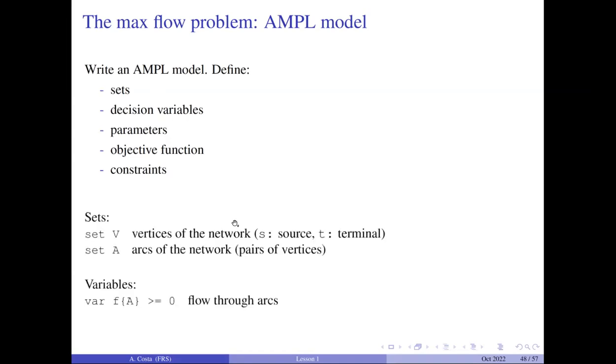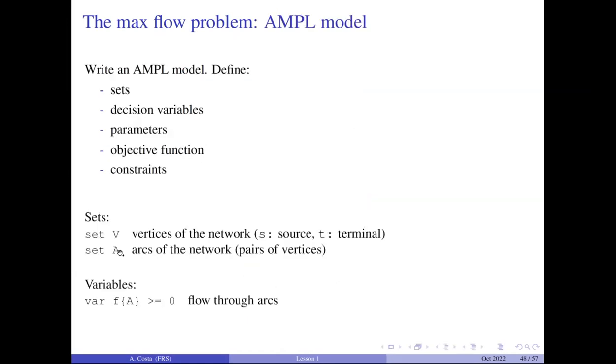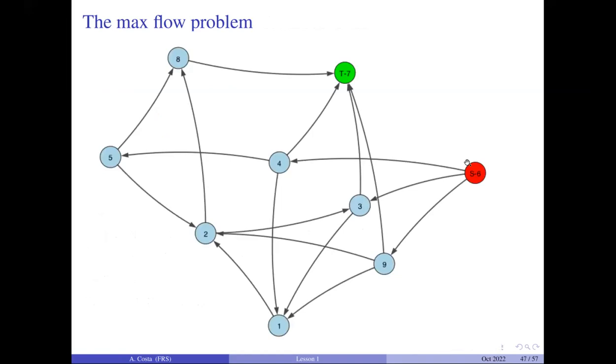So what are the sets that we have here? Let's say we have a set V that is a set of vertices. That means these circles. And then we have a set A that is the set of arcs. And an arc can be identified by a pair of vertices. So an arc ij is the link that connects node i to node j. Then we have variables that are the flow through each arc. In other words, how much material is flowing through each one of these arcs.